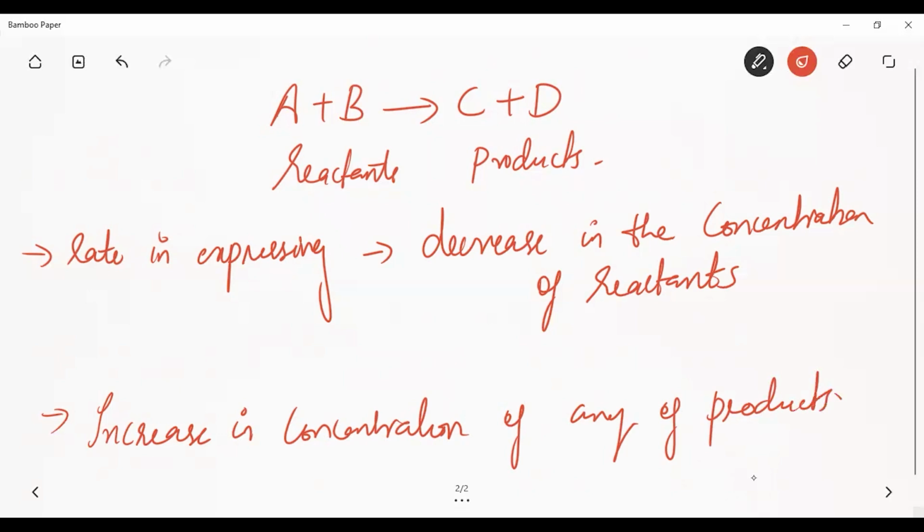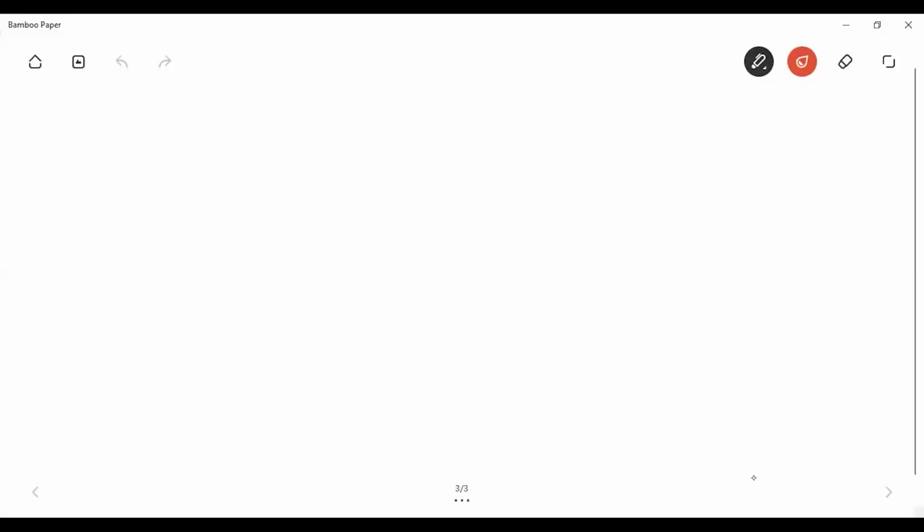So let us equate it. Rate means the decrease in concentration of any of the reactants over time, right? Rate is always measured in a particular time, in unit time, so you have to divide it by time. Let us discuss the equation for rate: rate is equal to... Since the concentration of the reactants is decreasing, we have to put a negative.